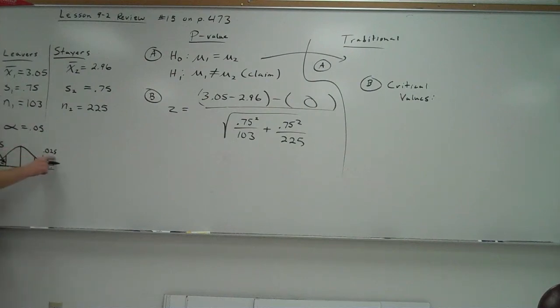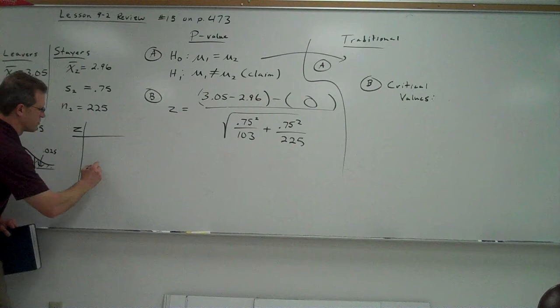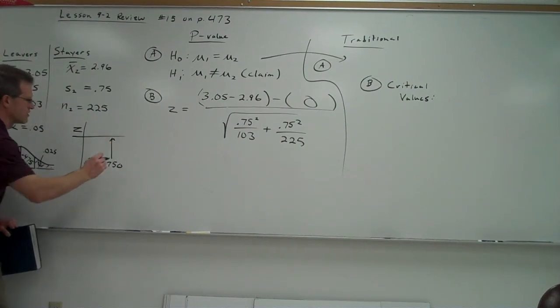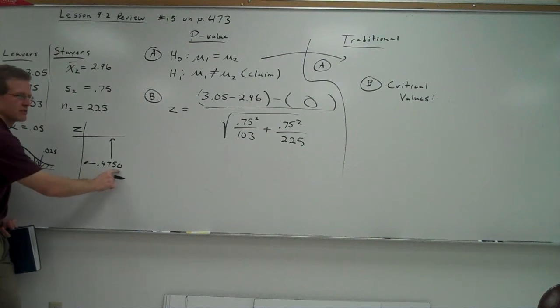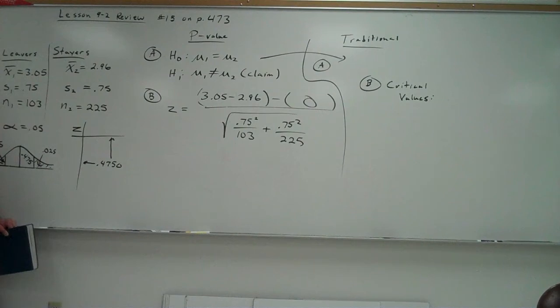And subtract 0.025 from 0.5 to get 0.475. Then you look in your z-chart for 0.4750. Does anybody know what z-score that gives me? 1.01. Say that again. Look up 0.4750. It should be one that's fairly common that you've heard before. 1.96.